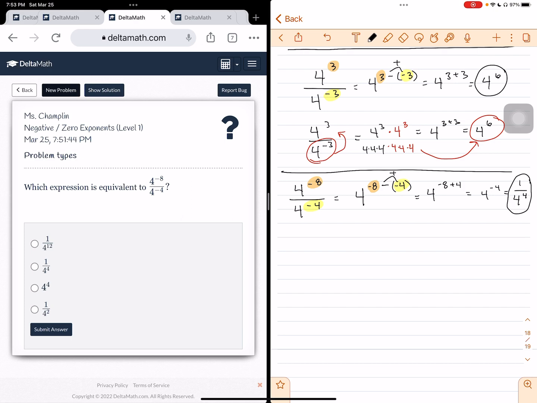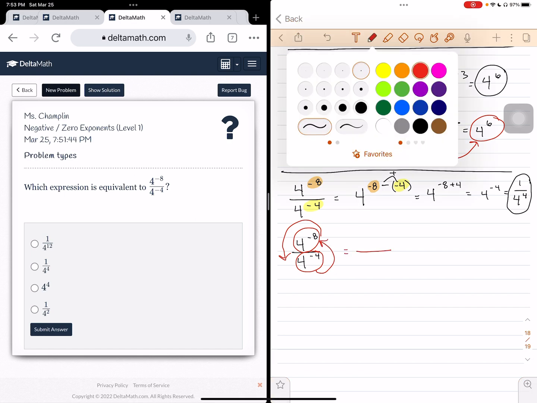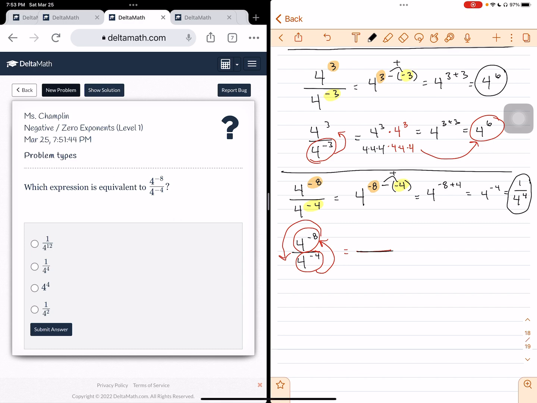Now, another thing you guys could do is a double flip, basically. So if you're like, okay, well, I have this negative exponent here. This one also has a negative exponent. You flip this one to the bottom, and you flip this one to the top to make them both positive now. So that means the 4 to the negative 4 would go up to the top to become positive 4 in the exponent there, 4 to the positive 4, and then the 4 to the negative 8 comes down to the bottom to become a positive 4 to the 8th power.